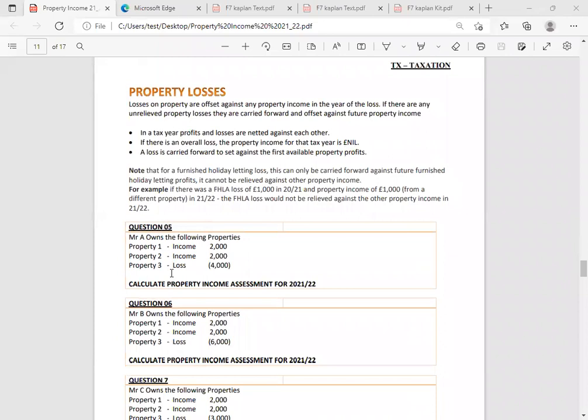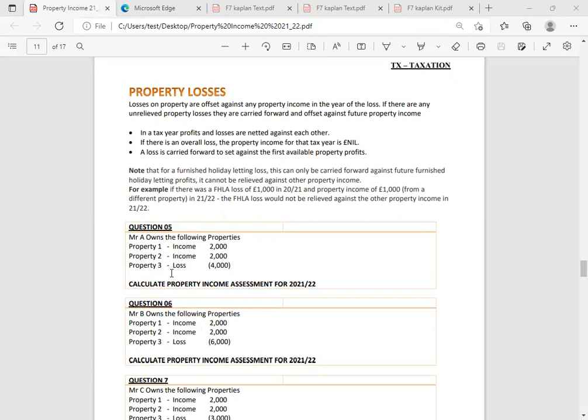Now, after taking care of all these questions, we know that property income less allowed expenses gives us an income or loss. If the answer is positive, it is property income, and property income falls under the heading of non-savings in the main format. It will be taxed at a rate of 20, 40 or 45%, which are the tax rates for non-savings as per the banding system.